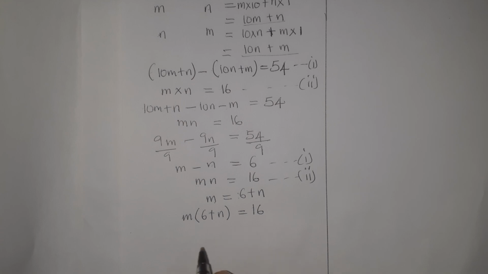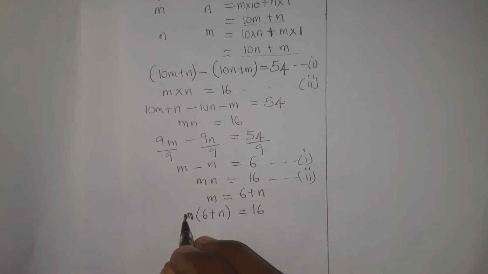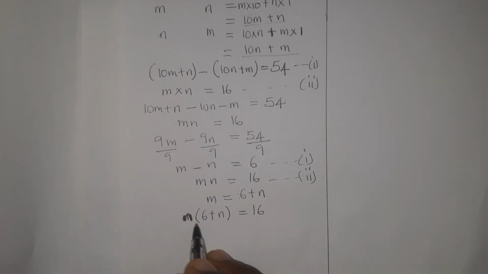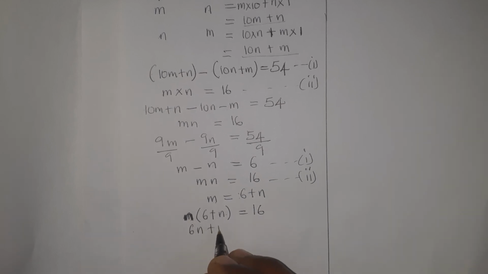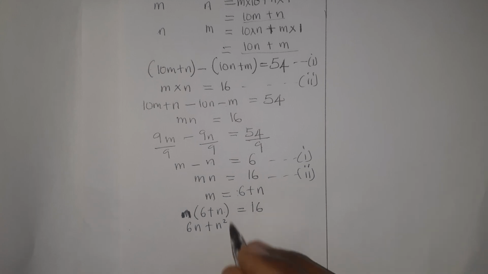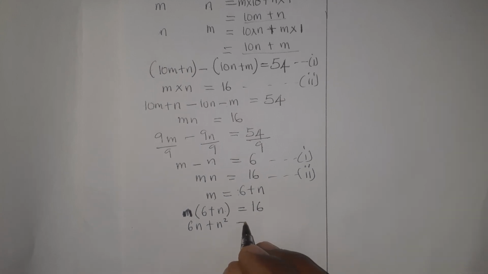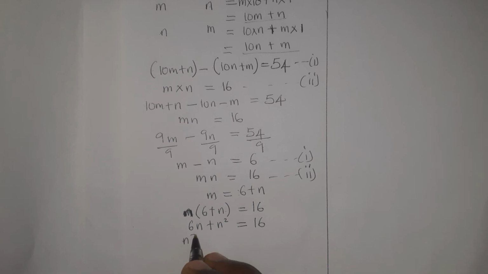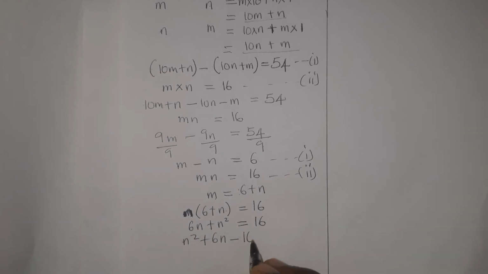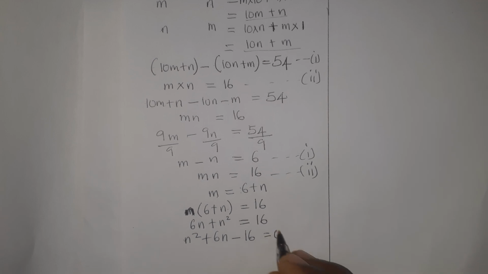Now after that we expand. Sorry, here it should be n, not m. We expand: n times this is 6n, n times this is plus n square. We can say it is equal to 16. Rearranging these, we have n square plus 6n minus 16 is equal to 0.